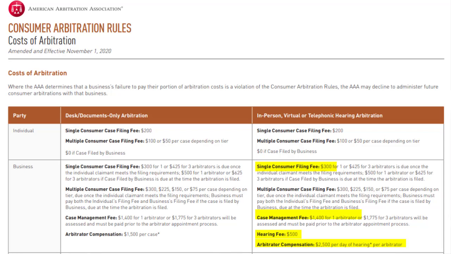So you pay $200, and in AAA, the debt collector is going to pay at least $300 for the filing fee, $1,400 for the case management fee, $500 for the hearing fee, and $2,500 to the arbitrator for every day that they're in the hearing. So they're going to spend thousands of dollars.